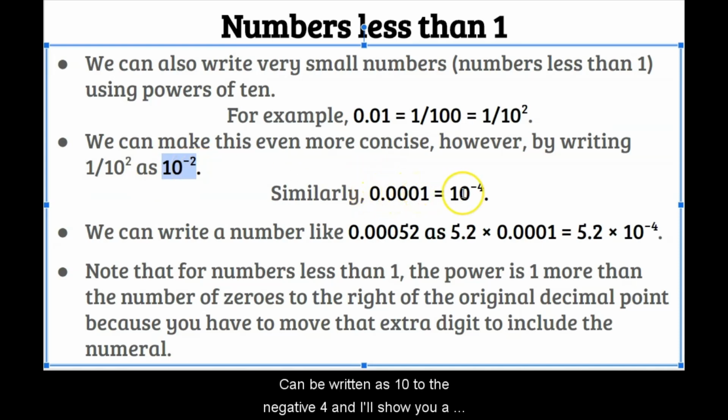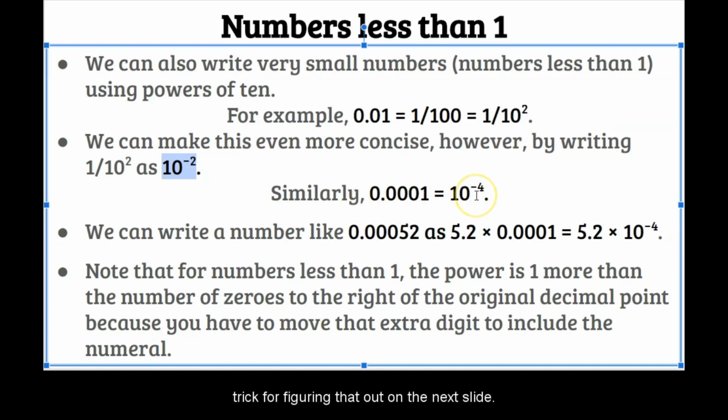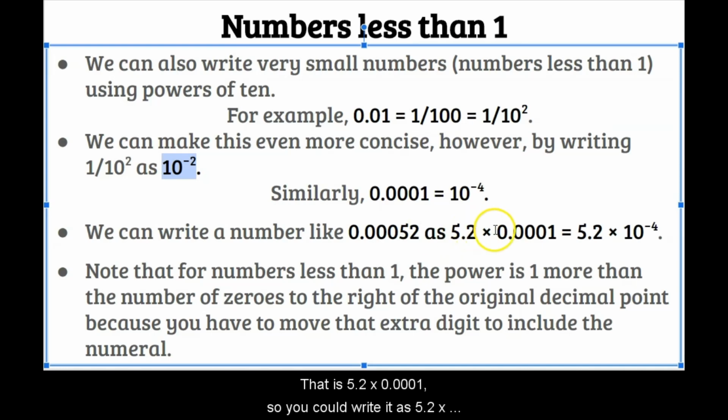0.0001 can be written as 10 to the negative 4. And I'll show you a trick for figuring that out on the next slide. You can write a number like 0.00052. That is 5.2 times 0.0001, and so you could write it as 5.2 times 10 to the negative 4.